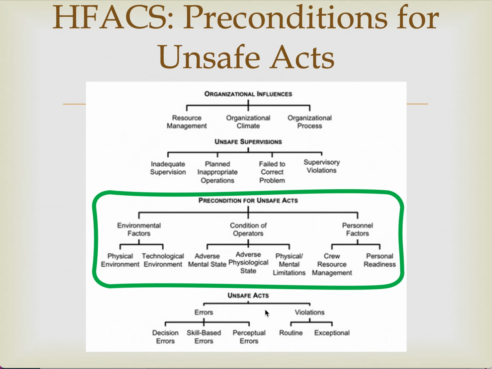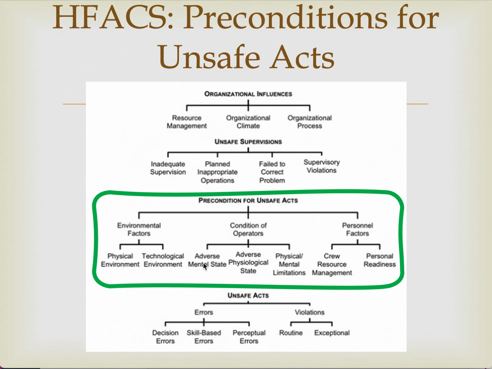There's a lot of preconditions for unsafe acts. Let's talk about, first of all, the three main subcategories: environmental factors, and I think you can get the hint there. It's the physical environment you're in or the technological environment, like the ATC suite. The condition of the operators, that's who's doing it. It's not what they do, it's the condition of the operator before they make the error or the violation.